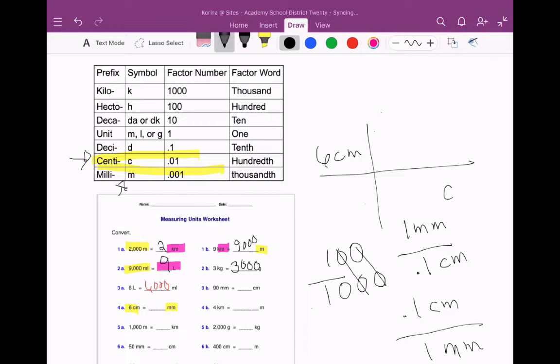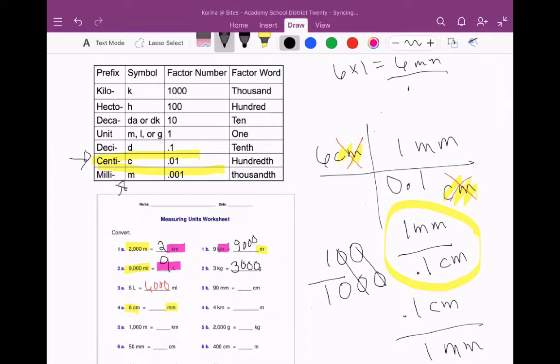Just like normal, we need to have our centimeters on the bottom here so that it crosses out, which means we are going to use this conversion factor right here. If we plug that in, we have 1 millimeter is a tenth of a centimeter. We'll multiply across, our units are going to cross out again. And we are going to multiply across the top, 6 times 1 equals 6 millimeters, divided by the bottom, 0.1. 6 divided by 0.1 is 60. So there will be 60 millimeters per 6 centimeters.